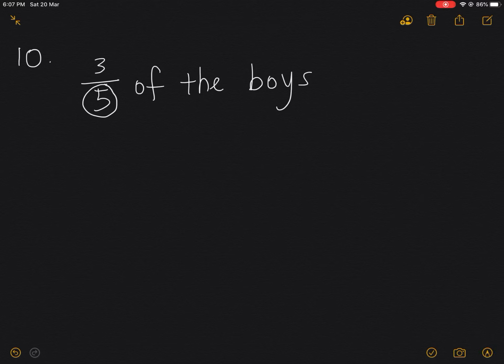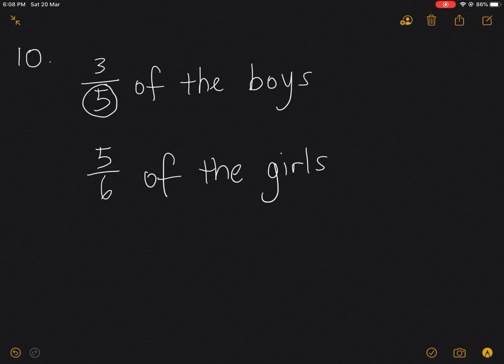The denominator is usually the whole. The other fraction is 5 out of 6 of the girls. I believe you know by now which number suggests the total number of girls. I hope you're thinking about number 6, the denominator again. So once we identify that we can equalize the total number of boys and girls, the next question we ask ourselves is, what is the lowest common multiple of 5 and 6?